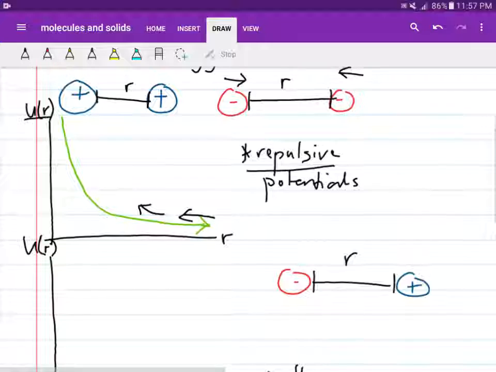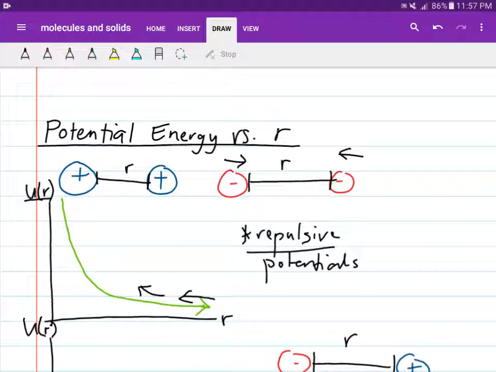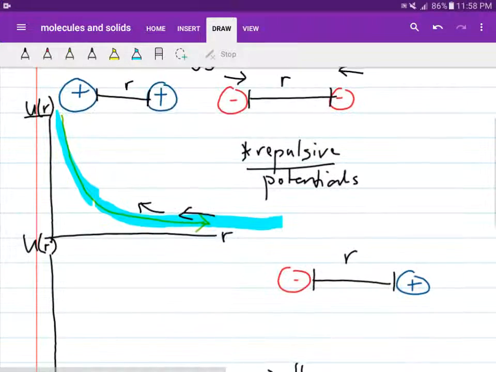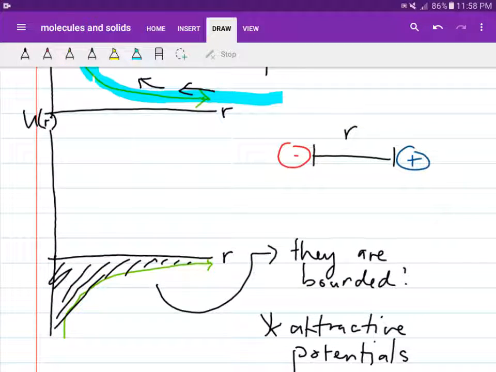Okay, so let's recap. In our repulsive potentials, as you bring the two charges together, the potential energy becomes higher, and as you bring the two charges apart, their potential energy becomes lower. Whereas in opposite charges, as you bring the two charges together, their potential energies become bounded, and then as you separate them further, the potential energies associated to them then become zero.